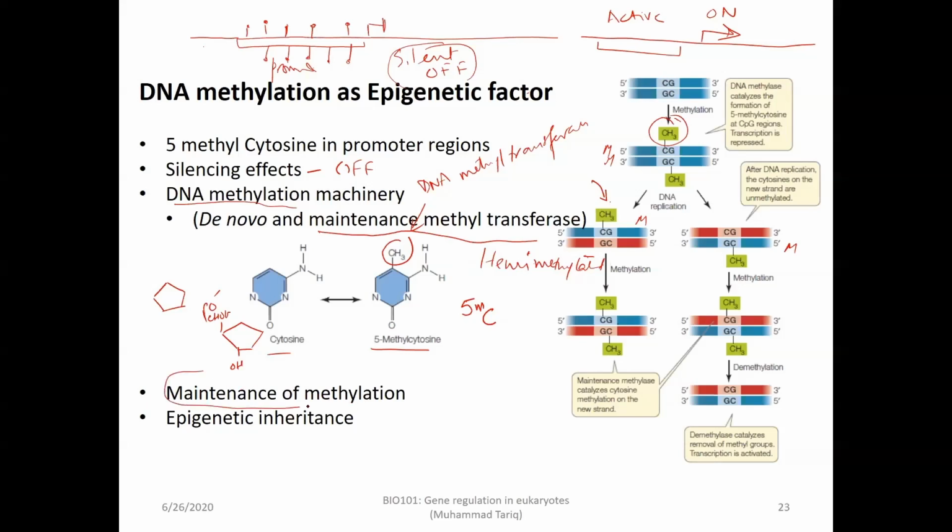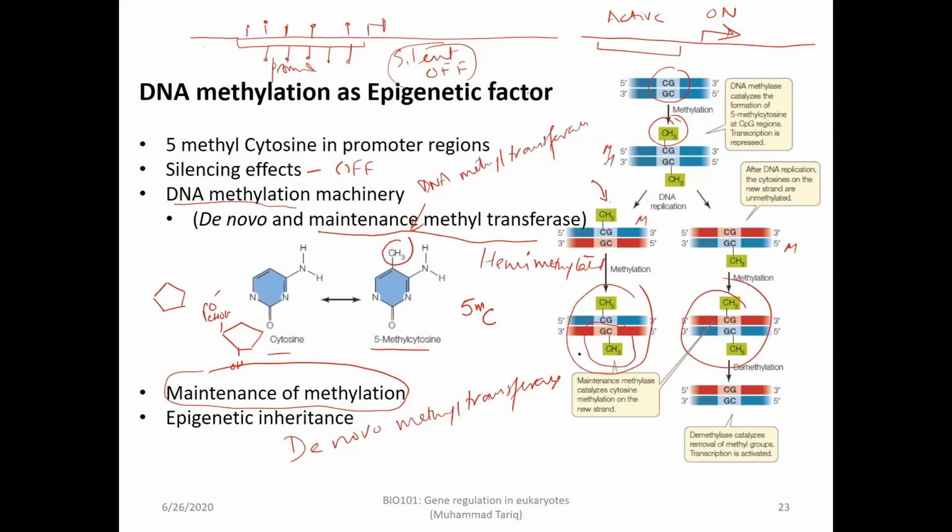Maintenance of methylation. This enzyme is different from the first one. The first one is called de novo methyltransferase. It's also a transferase enzyme. De novo methyltransferase adds a methyl group on unmethylated DNA where there's no methylation. The maintenance one recognizes hemimethylated DNA, and then it adds methylation on the newly replicated DNA strand, and you convert hemimethylated DNA to fully methylated DNA. Eventually both daughter strands contain fully methylated gene, and the gene will remain off.